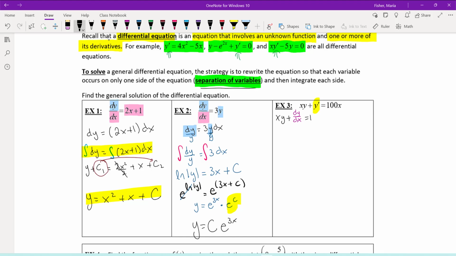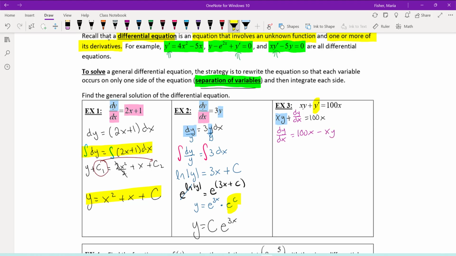equals 100x. Now I want to move this xy over to the other side because I'm going to need to get dx out of the denominator, and so I really want dy dx to be isolated on one side of the equal sign before I start doing anything else. So if I subtract both sides by xy, I get dy dx is equal to 100x minus xy.